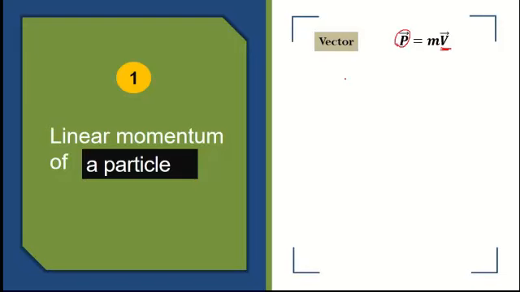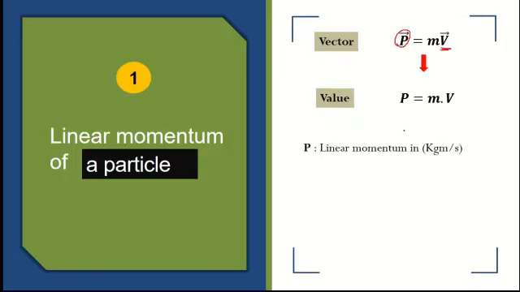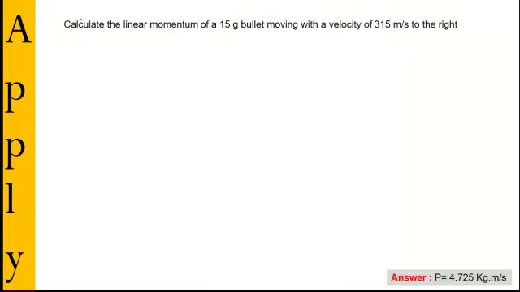In order to find the value, since we don't have addition, then P equals M times V. So in this case the linear momentum is in kilogram meter per second, since the mass is in kilogram and the speed is in meter per second. Now let's do here an application.